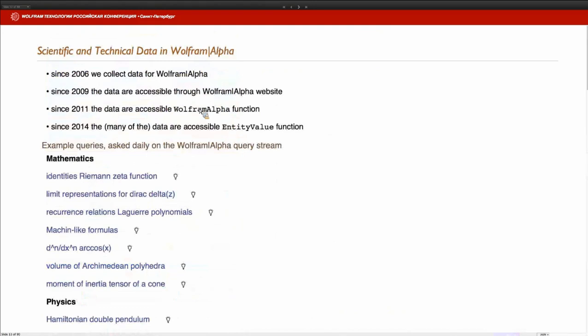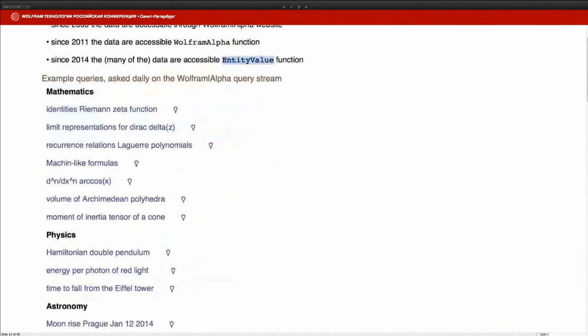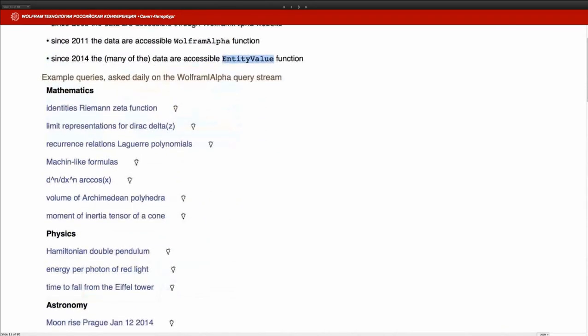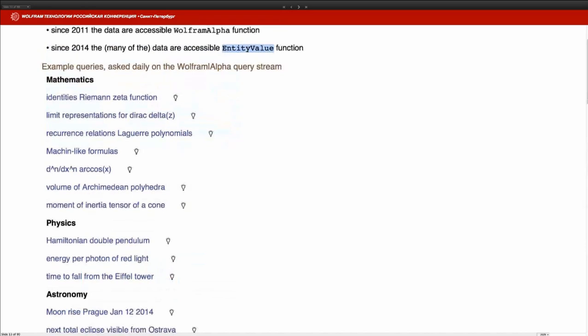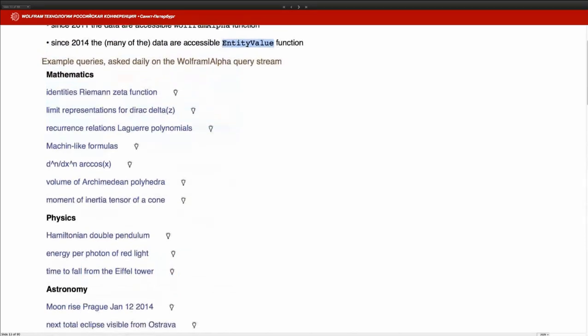So we thought, if this is such nice and useful functionality, we should make it available in the Wolfram language itself. So since version 10 from last year, we have this new function EntityValue, which I will come to in much more detail later, which makes a large fraction of the knowledge of Wolfram Alpha accessible directly within the language.